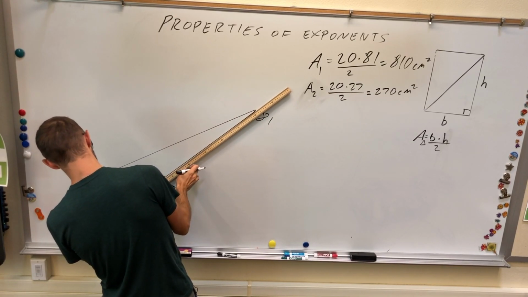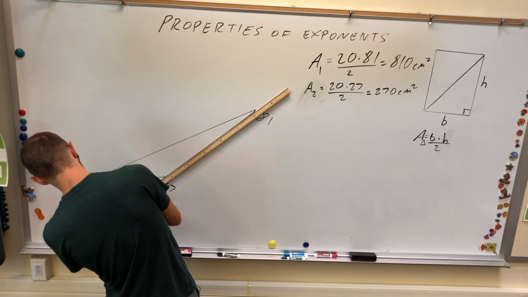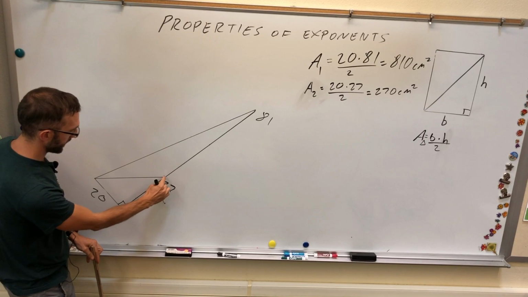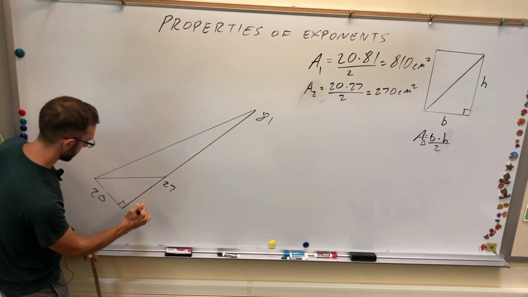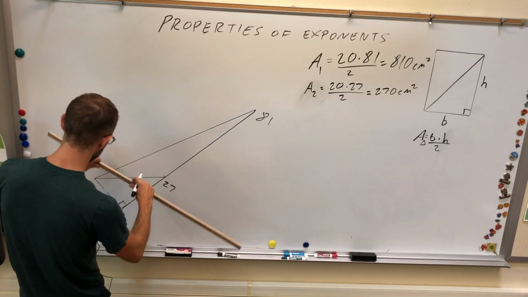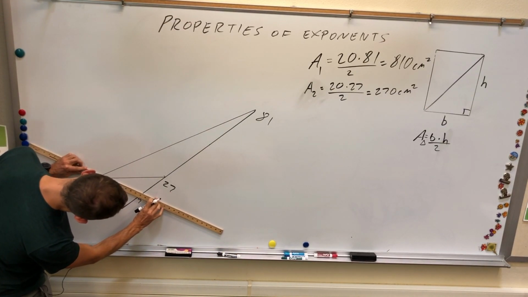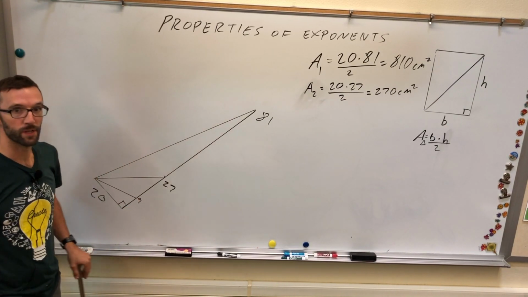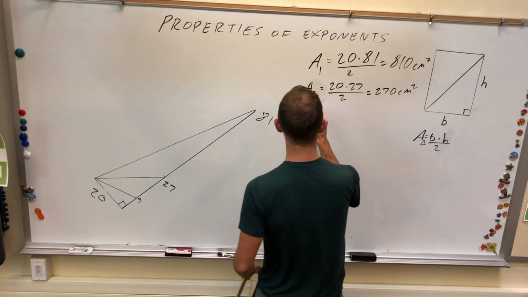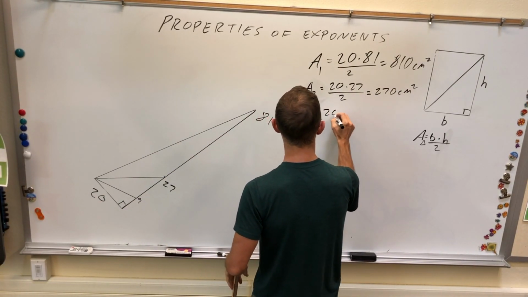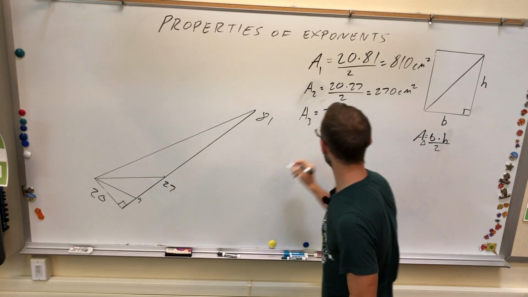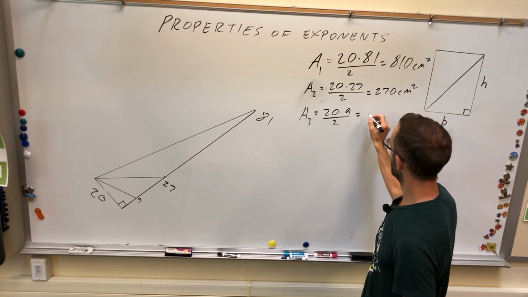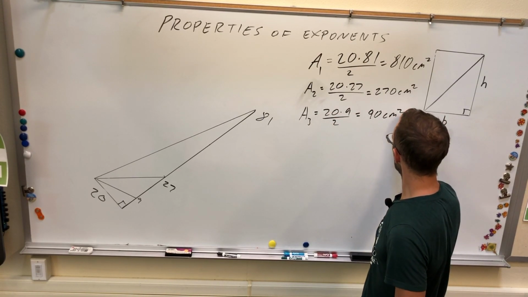9 puts us right here. I put the 18 mark to show that's where we're cutting this length into thirds. So here's the other one, 9 right here. Boy, that sure is shrinking pretty quickly, huh? So the area of this one is 20 centimeters for the base, 9 centimeters for the height. 20 divided by 2 is 10. 10 times 9 is 90 centimeters squared.